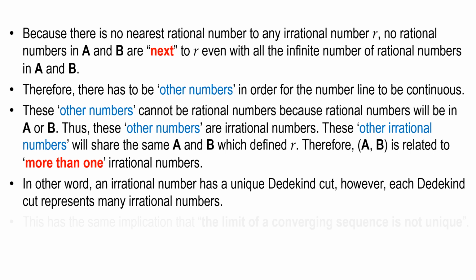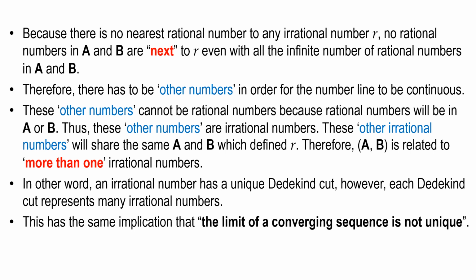In other words, an irrational number has a unique Dedekind cut. However, each Dedekind cut represents many irrational numbers. This has the same implication that the limit of a converging sequence is not unique.